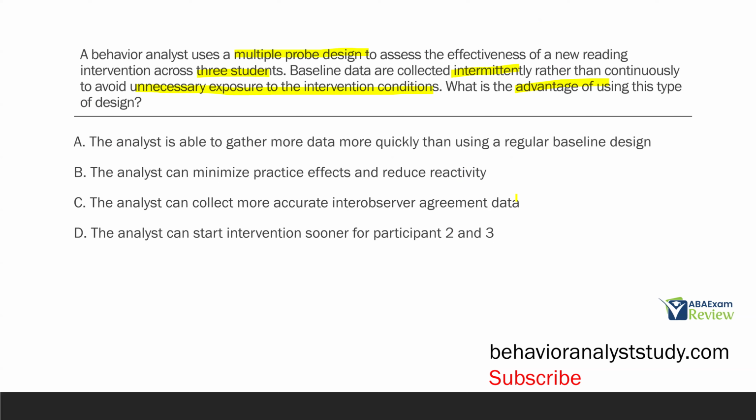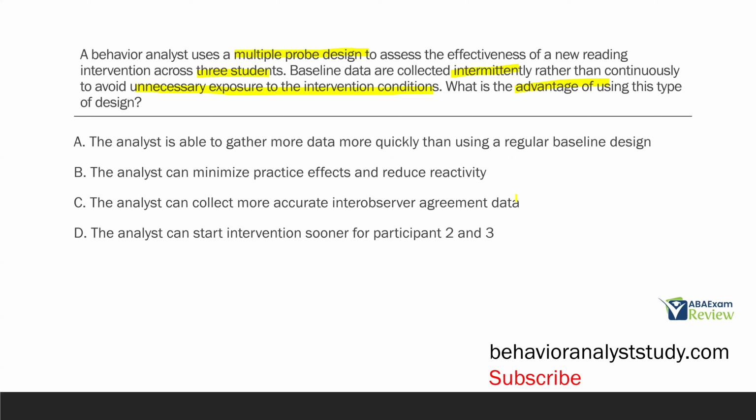C, the analyst can collect more accurate inter-observer agreement data. Well, C suffers from the same problem as A, where you're not going to have more data with the multiple probe. You're going to be taking less data. Therefore, the inter-observer agreement could still be accurate, but there's no indication that it's going to be more or less accurate.